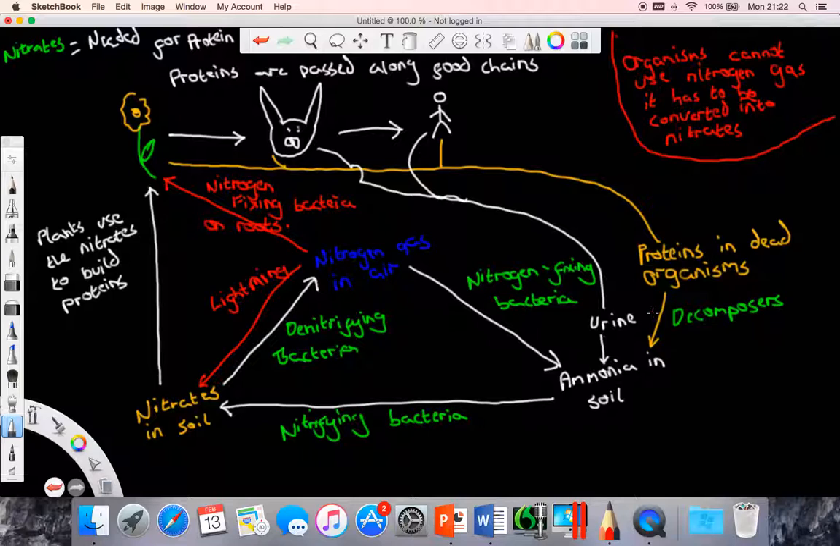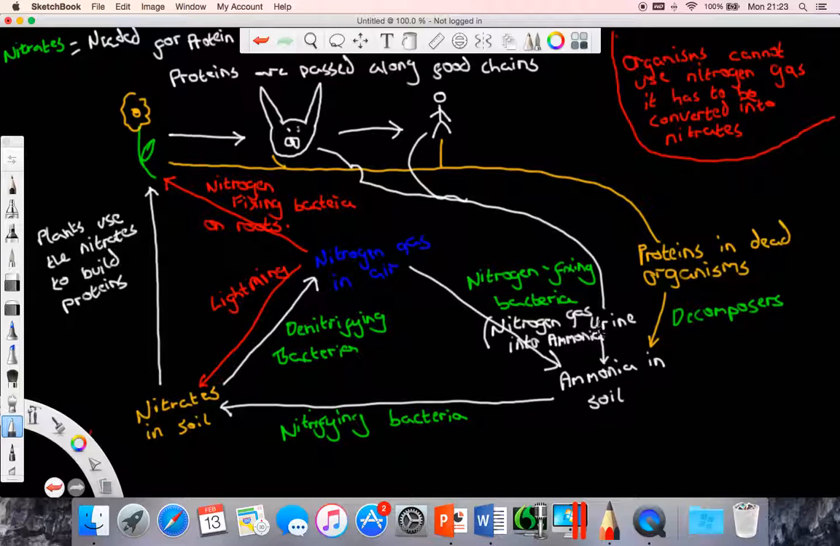The important thing is that you know the functions of nitrogen fixing bacteria, nitrifying bacteria, and denitrifying bacteria. So nitrogen fixing bacteria, they convert nitrogen gas into ammonia. So these turn nitrogen gas into ammonia.